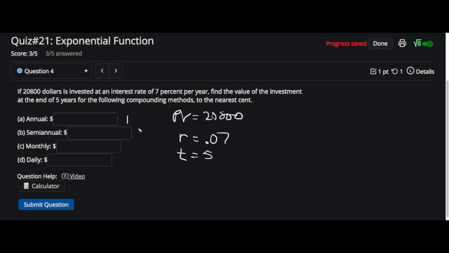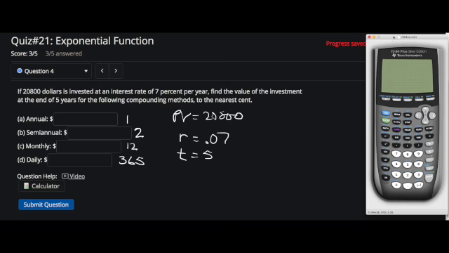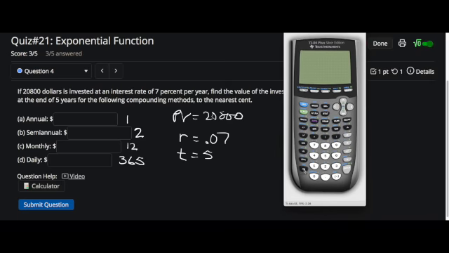The only thing that's going to be different is N. Annual means once, semi means 2, monthly means 12, daily is 365. That's just a recap of the other homework, so it's not that big of a deal. And I used a calculator in this version, but I've since changed my approach to these problems.